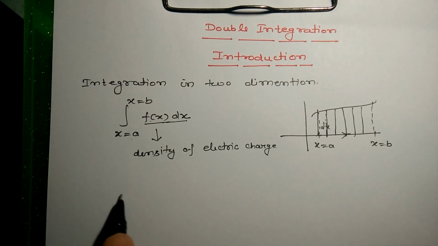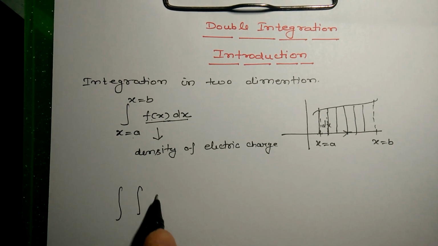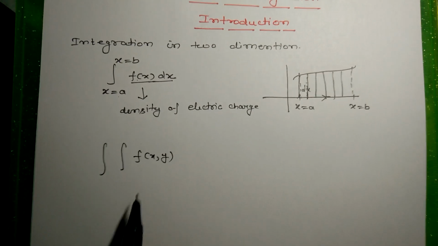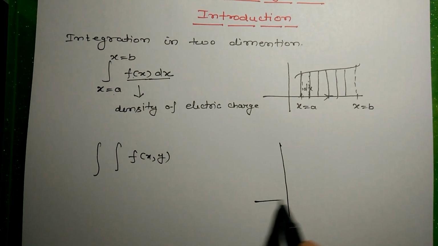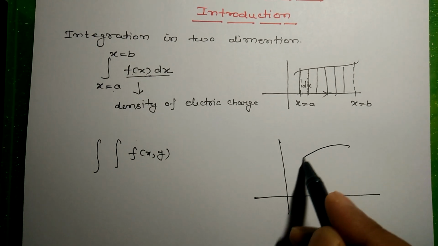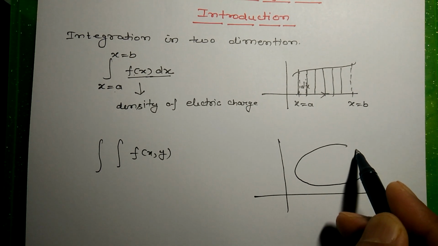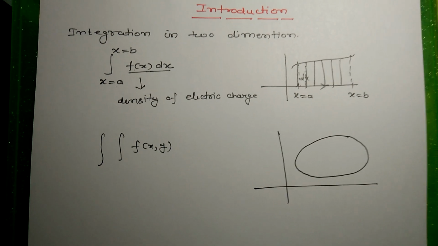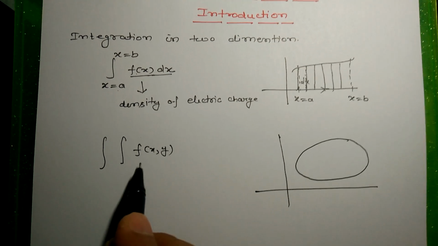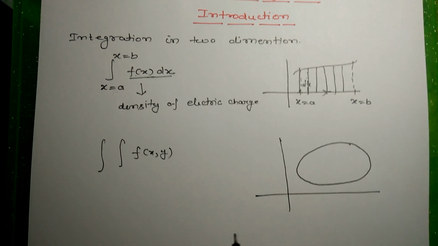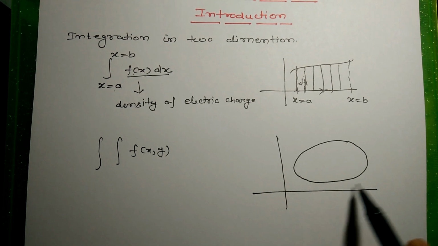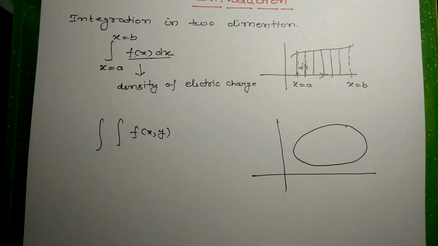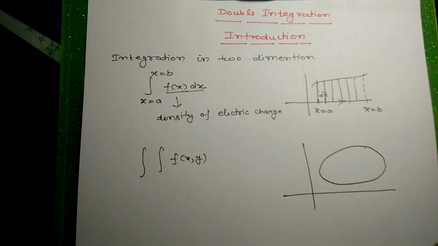Now suppose f(x,y) is a function of two variables, and this is representing the electric charge density of this plate. It's an elliptical plate I have drawn, just for understanding. f(x,y) represents the density of electric charge of this plate. I want to find out how much total electric charge is present on this plate. How can double integration help me, and along with that you can understand what double integration exactly represents.